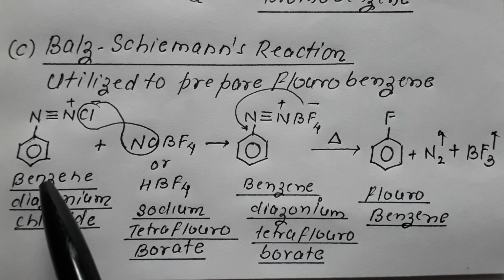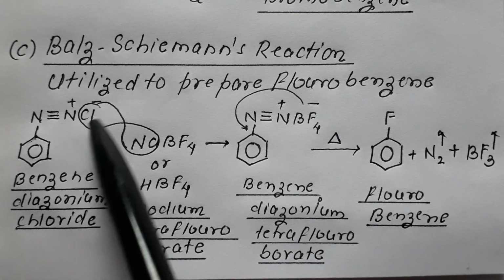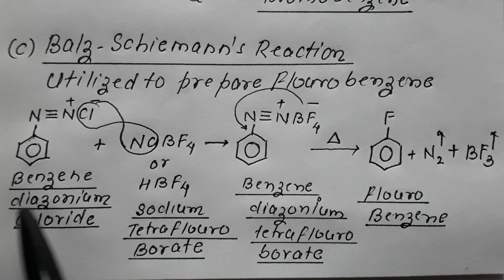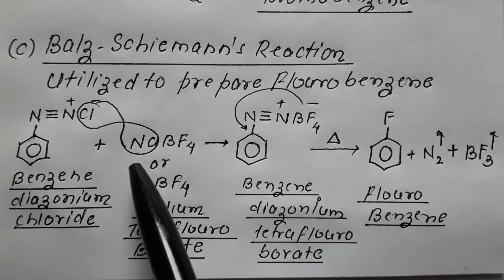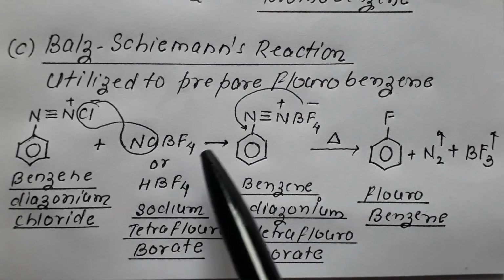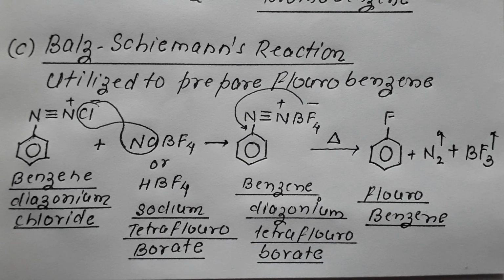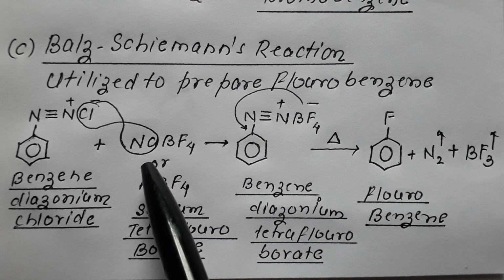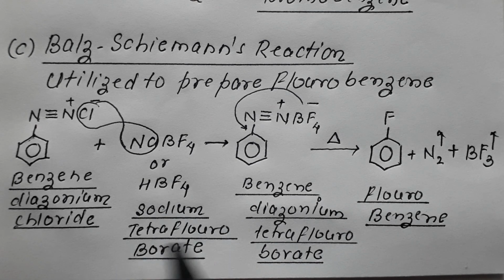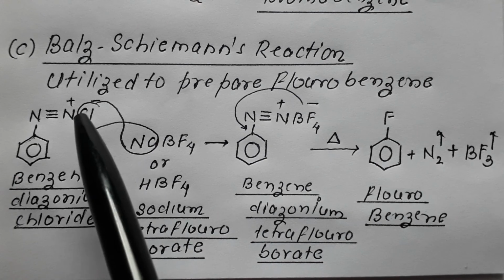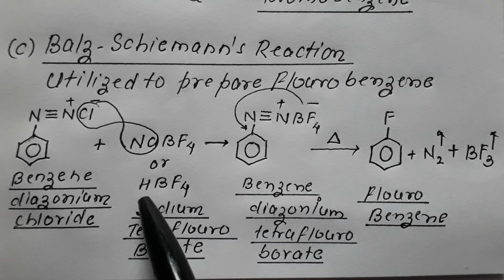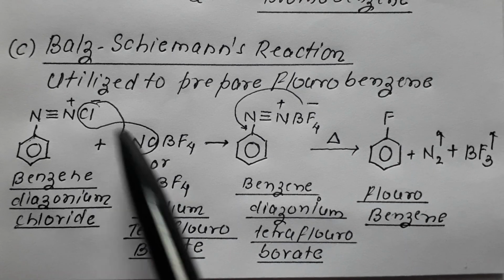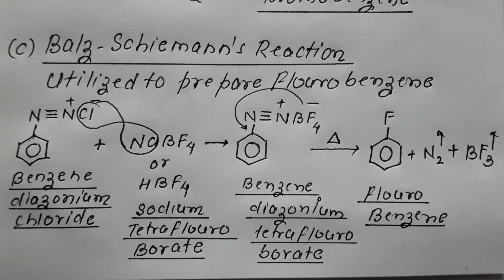Remember, in this method, the benzene diazonium chloride is made to react with NaBF4 or HBF4, sodium tetrafluoroborate or hydrogen tetrafluoroborate. As a result, the Na and Cl, or H and Cl, go out in the form of either NaCl or HCl depending upon the reagent used.